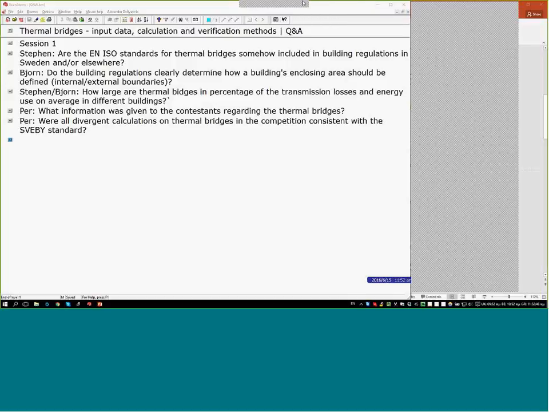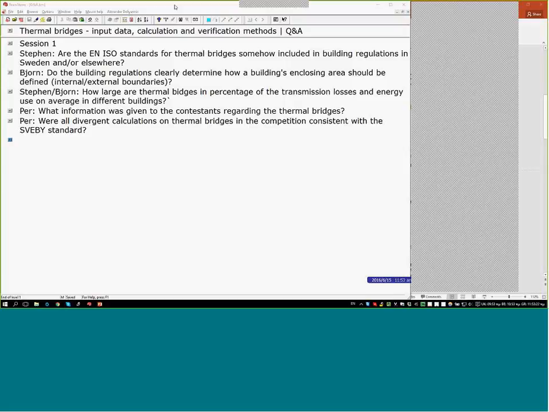Björn or Per, do you have anything to add to this feedback? Well, Per here. There is the equation which was shown previously with the sum of U times A and psi times L, and that is included in the Swedish building code. So it says that the thermal bridges should be calculated and accounted for. Although maybe there is a standard, I'm not sure if there is a mention of any number of standards.